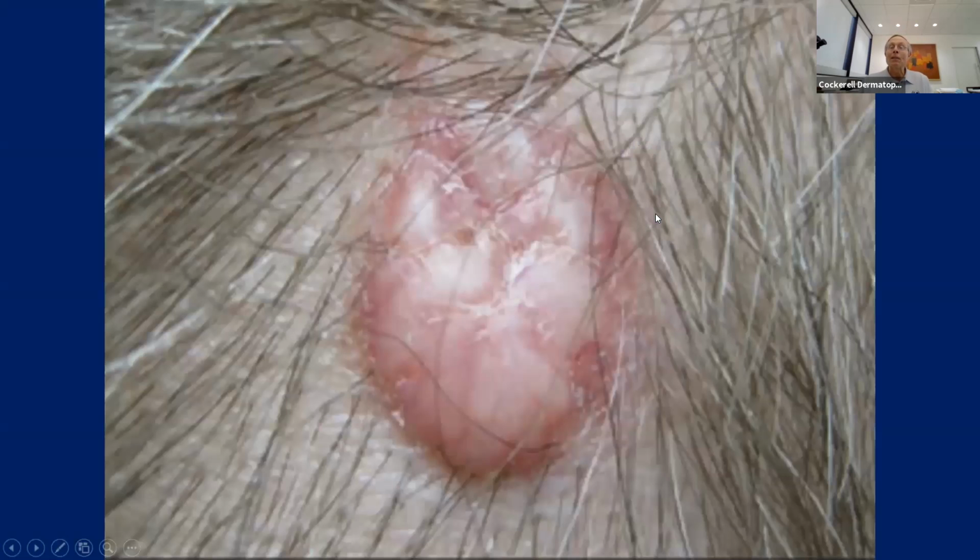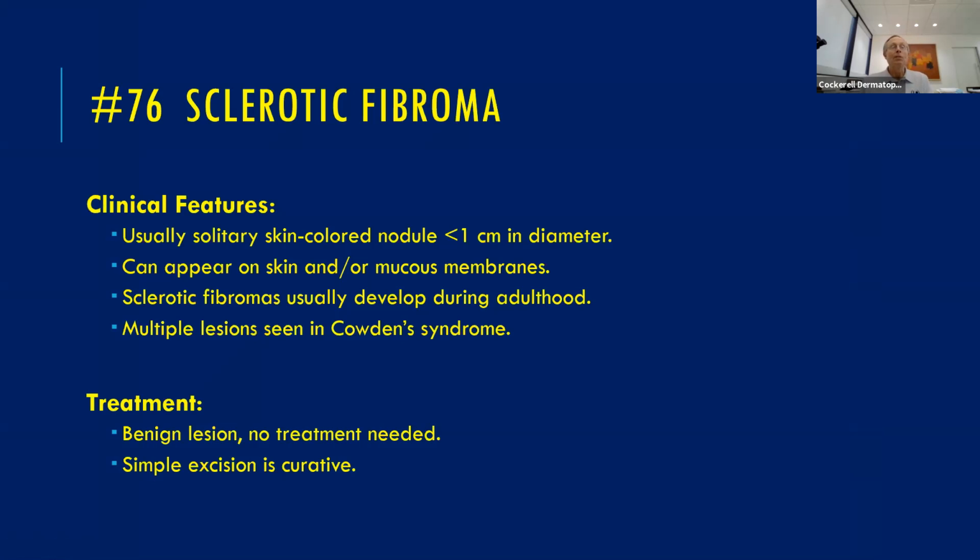So now let's say that this is what the lesion might look like clinically. They're usually just skin-colored papules that are pretty firm. So what diagnosis, what entity do you have to worry about that's associated with sclerotic fibromas? Good, Cowden's disease. Excellent. You guys are on top of this. That's what we want. So this would be a pretty easy one on a scale of 1 to 10, probably maybe about a 1 or 2 in difficulty.